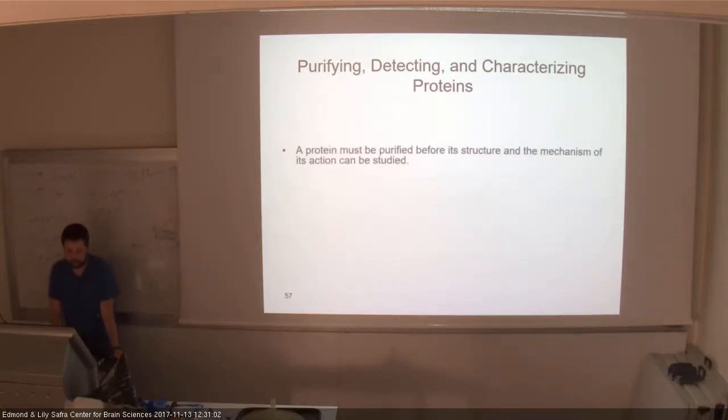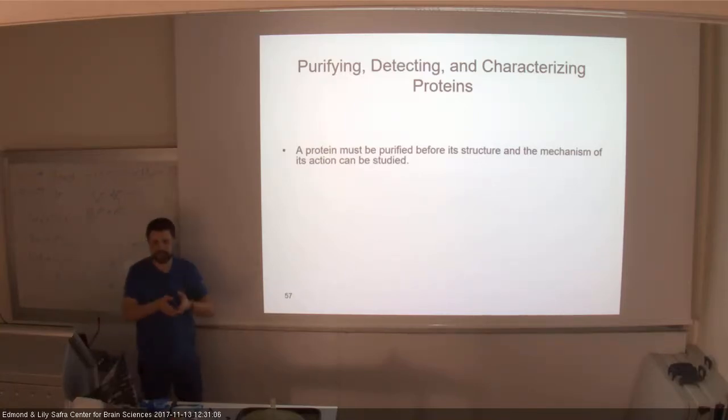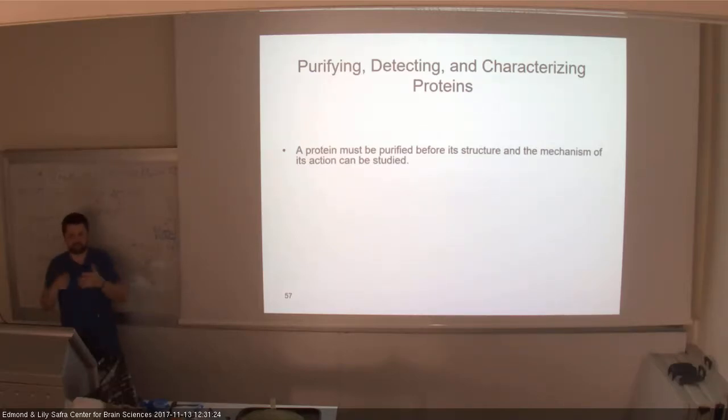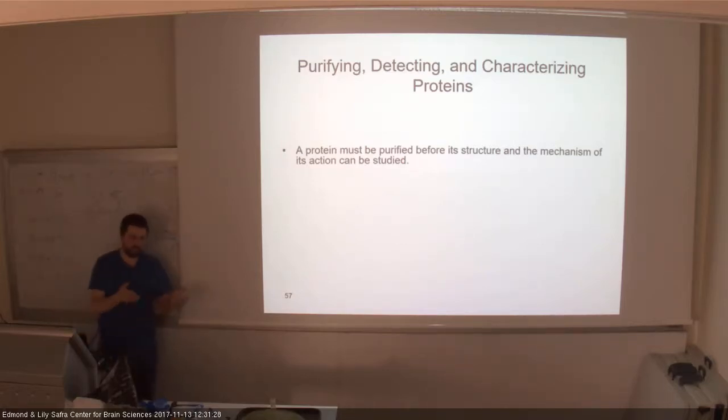So why do we need to purify a protein? I think it's pretty obvious, because if we have a cell or a tissue and we want to ask a question, if in Alzheimer's disease some kind of protein X is overexpressed, or there is more of that protein relative to a control subject, we have to isolate that protein from the mixture of all the other things that you have there. All the other things are membranes, other proteins, DNA, RNA, all these other things.